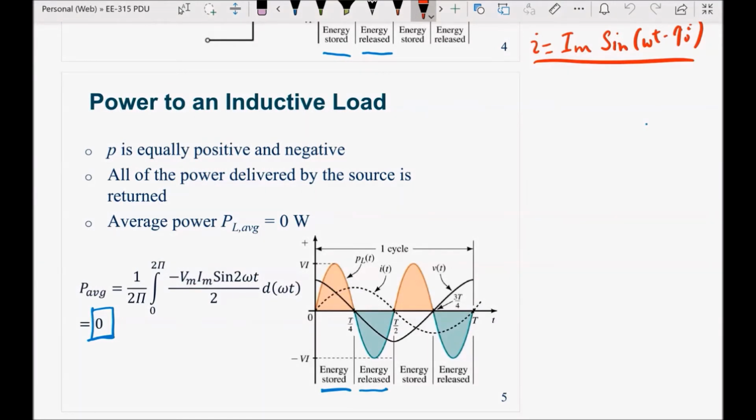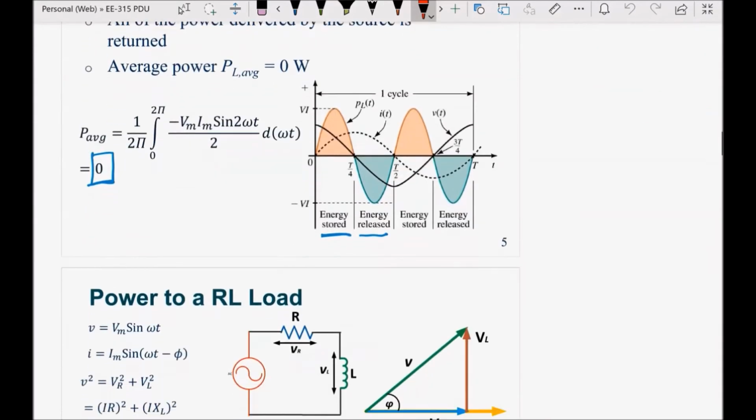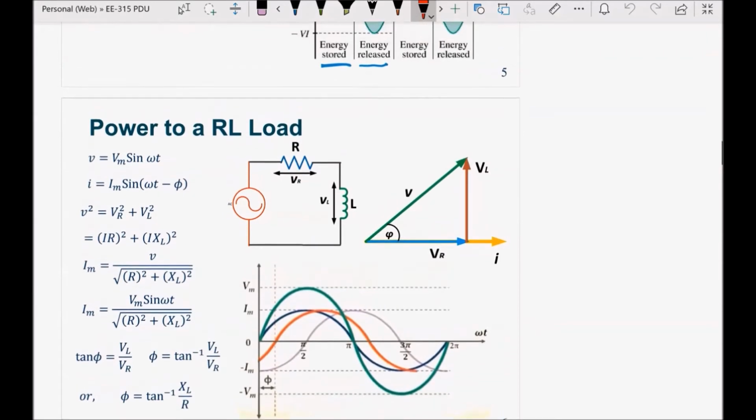Okay, now quickly moving to the next circuit, where we have a resistor connected in series with the inductor. The supply voltage is Vm sin omega t, and the voltage across the resistor is going to be VR, and the voltage across the inductor is going to be VL.